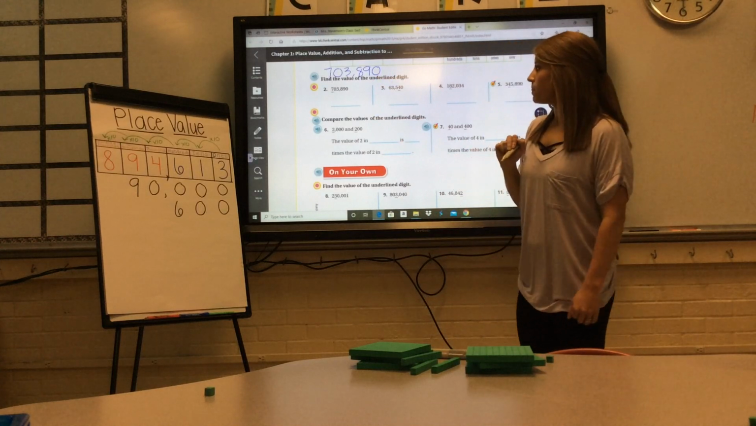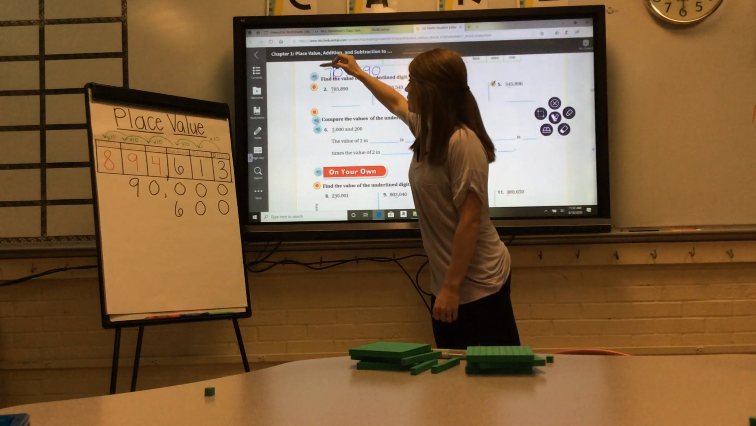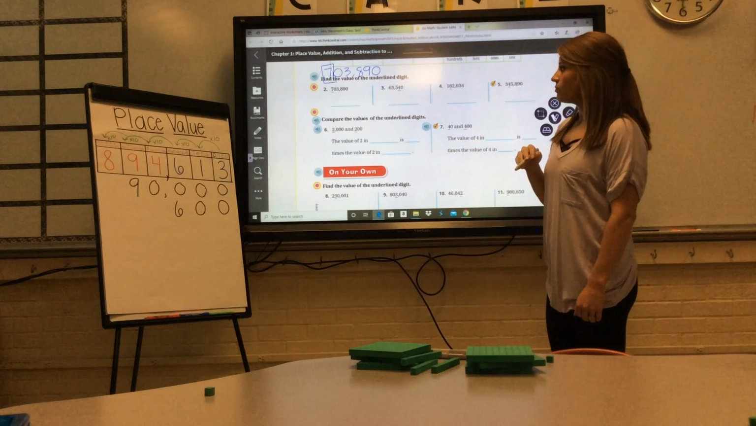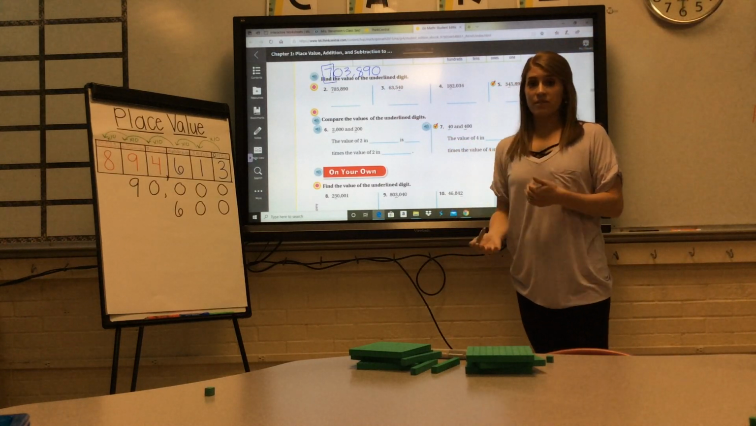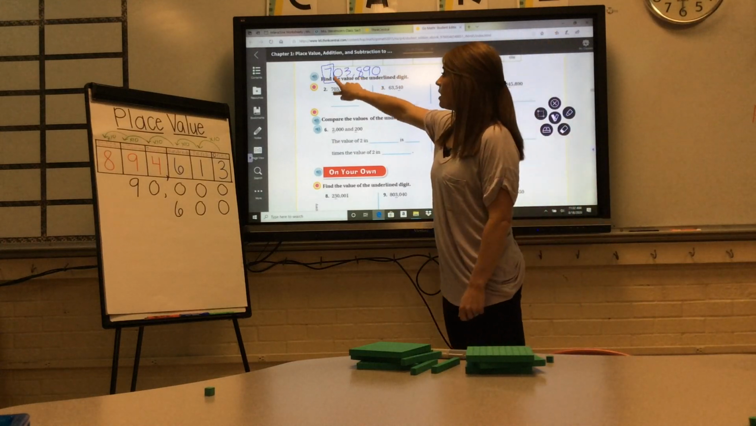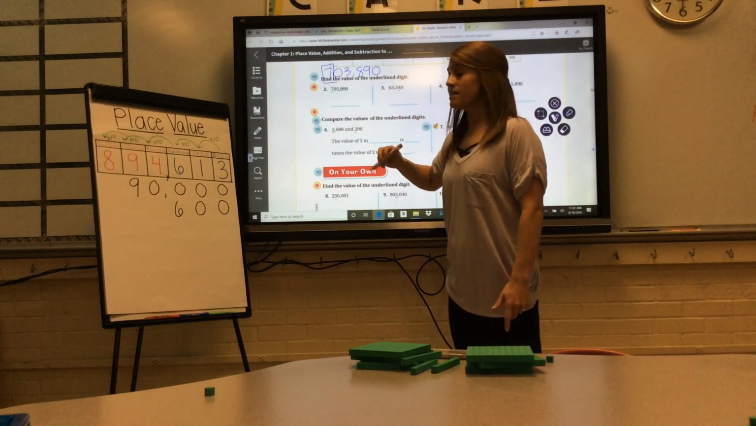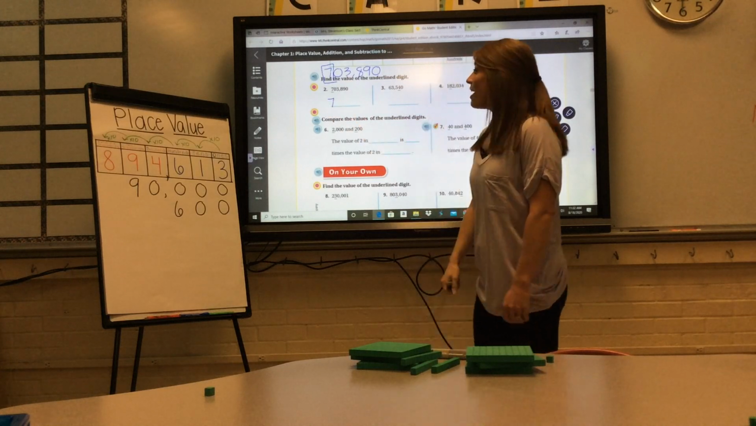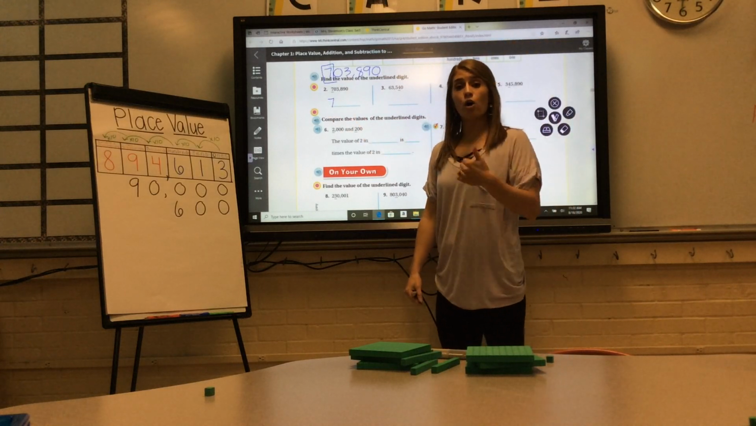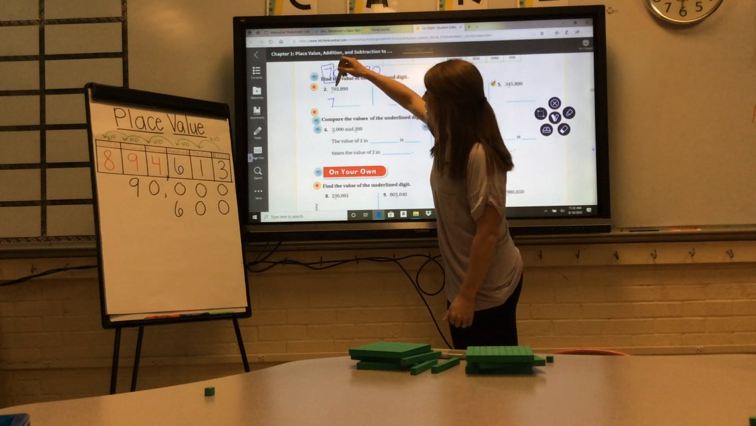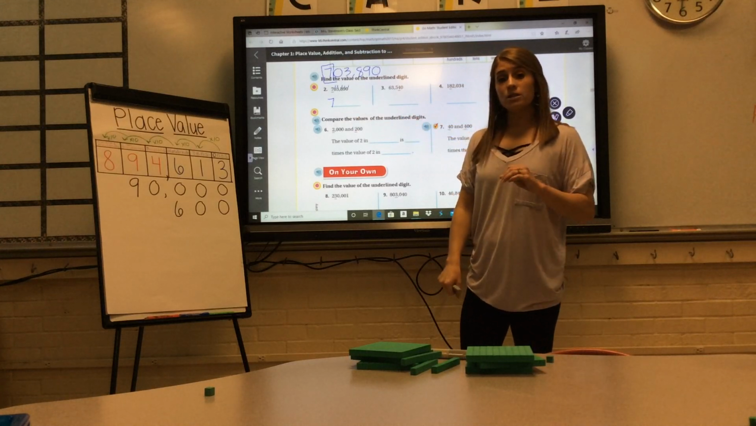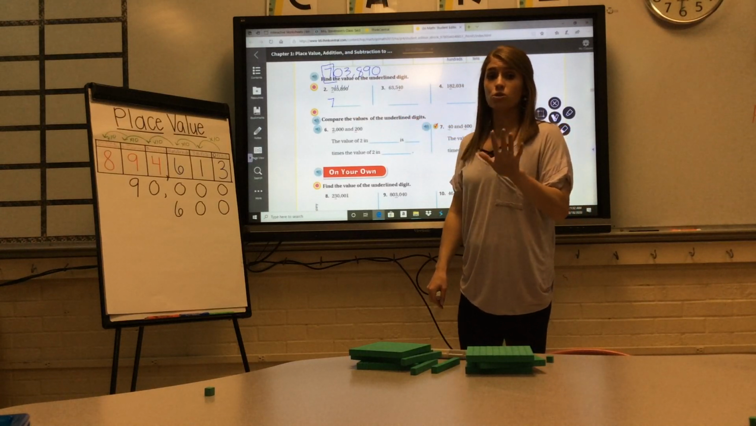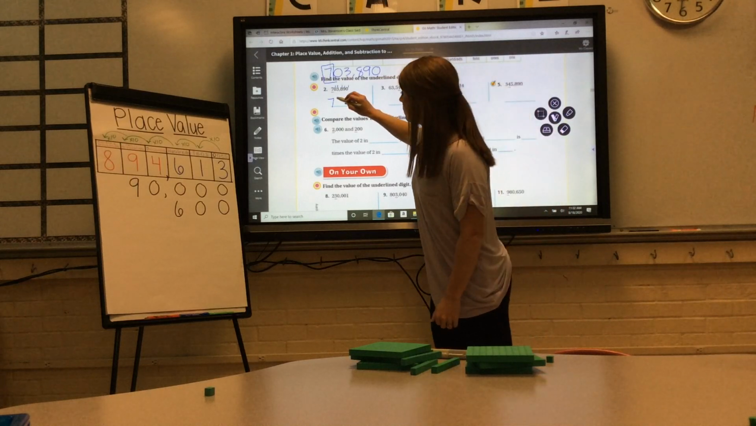703,890. They want us to find the value of that 7. The easiest way that I would use to find the value is I would take the number that's underlined, which in this case is 7. And then all you're going to do is count all the places behind it. So I've got 1, 2, 3, 4, 5 places behind that 7. So what I'm going to do is write 5 zeros to replace those places.